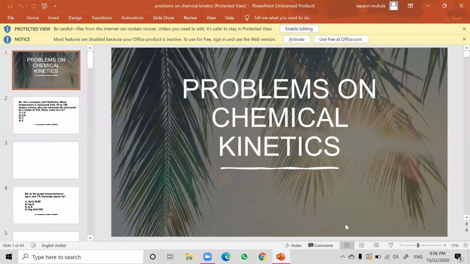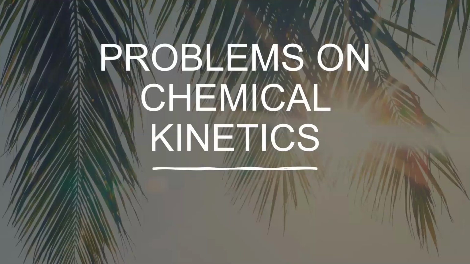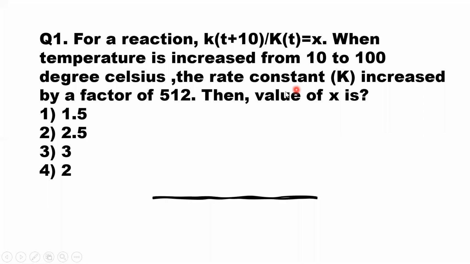So far we have completed the lecture part, that is the explanation part of this total chapter. So now we are going to discuss problems on chemical kinetics. In this chapter, what are the important problems we are going to get, that we are going to discuss now. I have covered all the important models. This type of questions are most important.